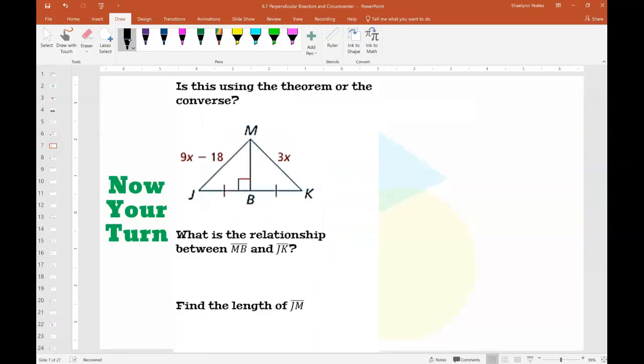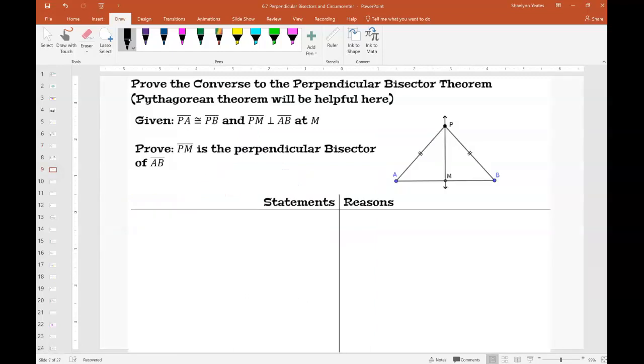All right, I want you guys to try something similar. Here it asks you again, are you using the converse or are you using the theorem? What is the relationship between MB and JK? And you're going to find the length of JM. Once you do that, we will meet back here and we're going to prove the converse of the perpendicular bisector. We're going to be using the Pythagorean theorem.